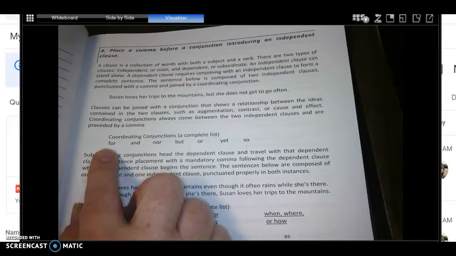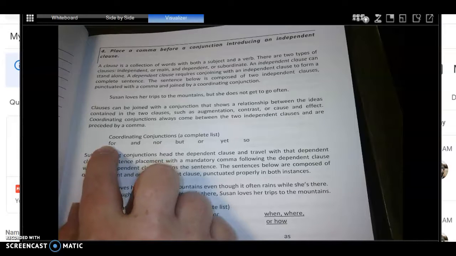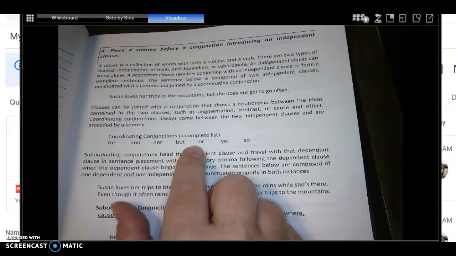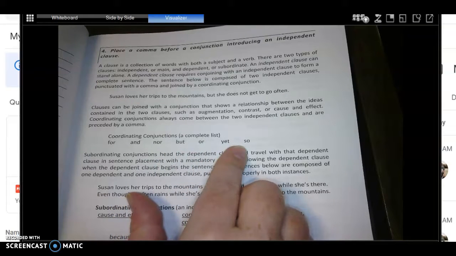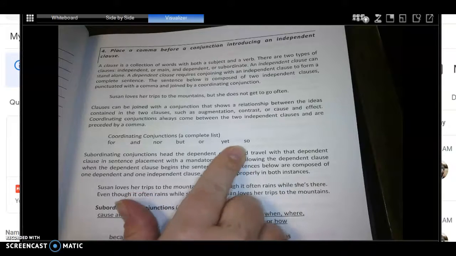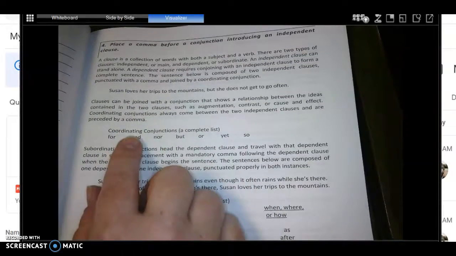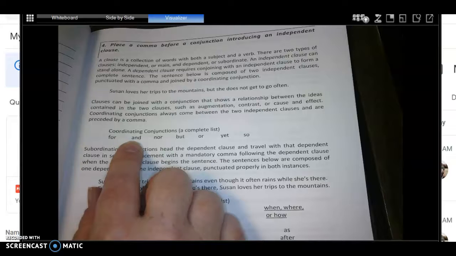Here is the list of the coordinating conjunctions, and they do spell out fanboys. If you look at the first letters, F-A-N, fan, and then B-O-Y-S, fanboys. And that's how you can remember the coordinating conjunctions. For, and, nor, but, or, yet, and so. Okay, those are the coordinating conjunctions. So if we're going to use those between two independent clauses, we need to use a comma as well so that we don't have a run-on sentence.